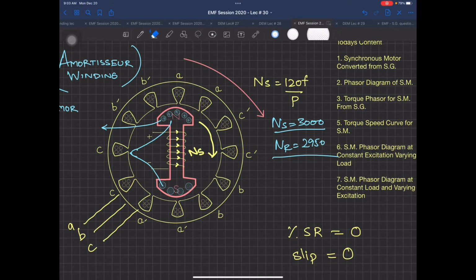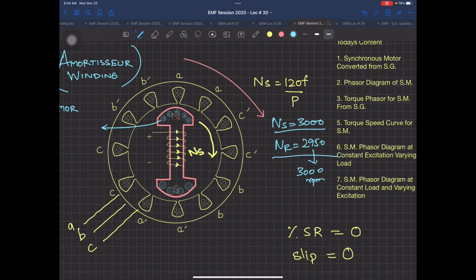As soon as it's done, open the winding terminals and now give DC supply to your rotor. One thing very important, in this make and break situation: first of all, you give the DC supply and then break the amortisseur winding. So you are going to have NR again escalated to the same 3000 RPM. And now this is working as a synchronous motor.